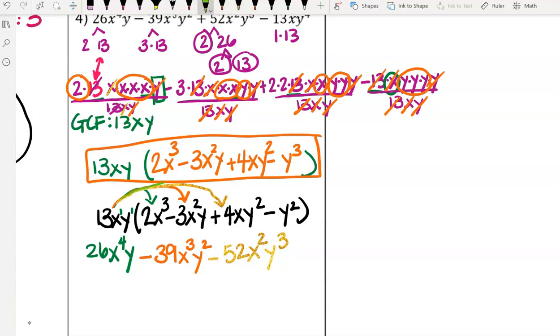Next one is going to be 13xy times y squared. 13, remember there's a 1 here if you want to think about it like that. So this is really a negative 1. 13 times a negative 1 is negative 13. X times y squared, there's no x, so we have to bring that x over. Y times y squared, students, is y to the third because we add the power.